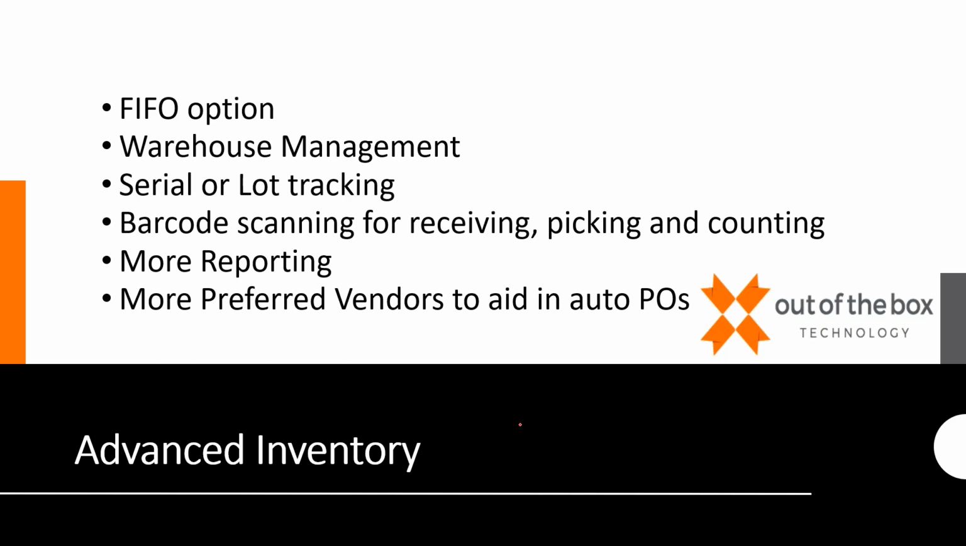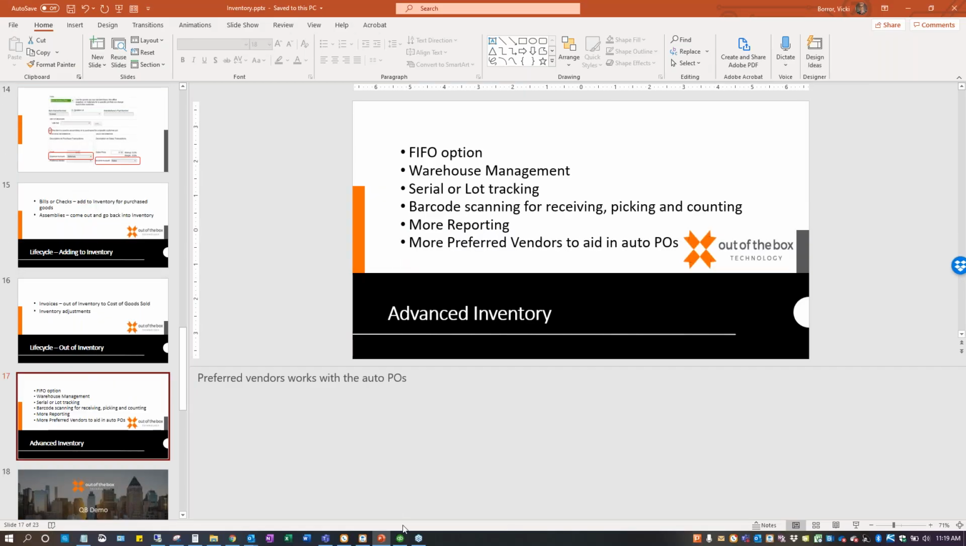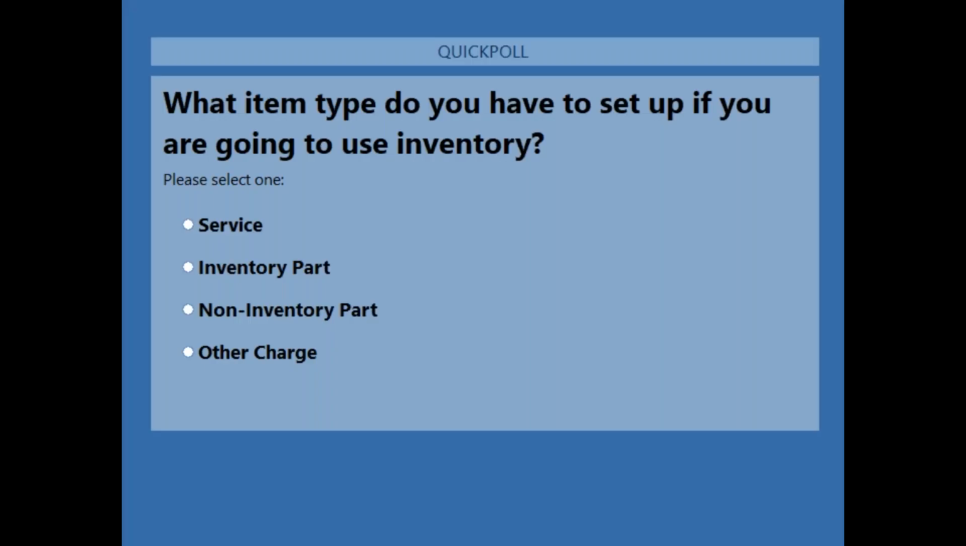So Jen, I'm going to flip over to QuickBooks. Do you want to do the next question while I do that? Absolutely. I will run the next question. Polling question. So let's launch this. And it is, what item type do you have to set up if you are going to use inventory? And our options are service, inventory part, non-inventory part, or other charge.